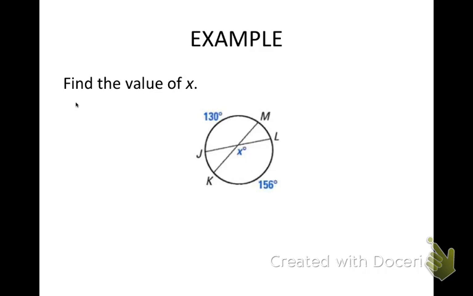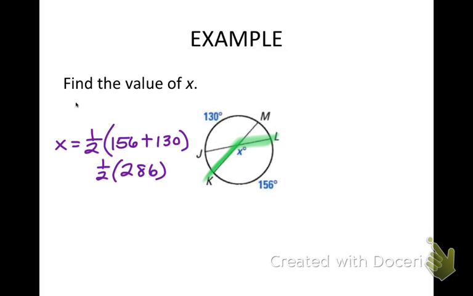So my vertex, is it occurring inside or outside? Inside. So we're going to add or subtract? Add. We're going to add. What is the intercepted arc of angle X? How many degrees? 156. So X is equal to 1/2 the 156 plus, what's the other intercepted arc of the vertical? 130. So 156 plus 130 is 286. Half of that is 143. So X is equal to 143.